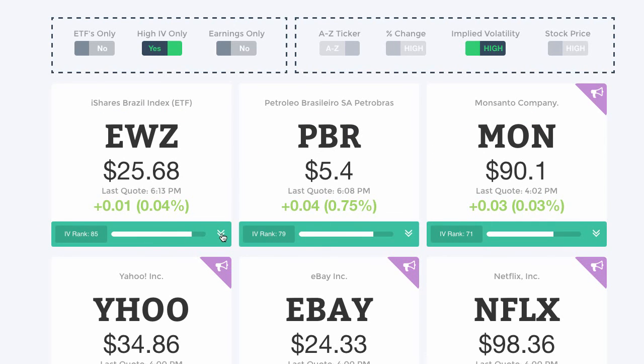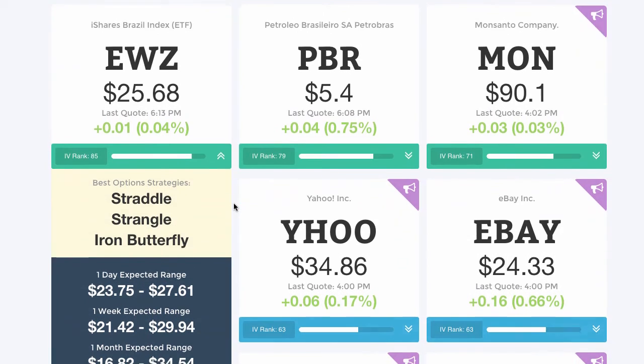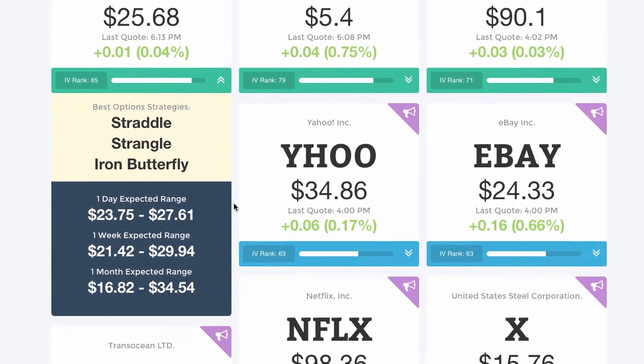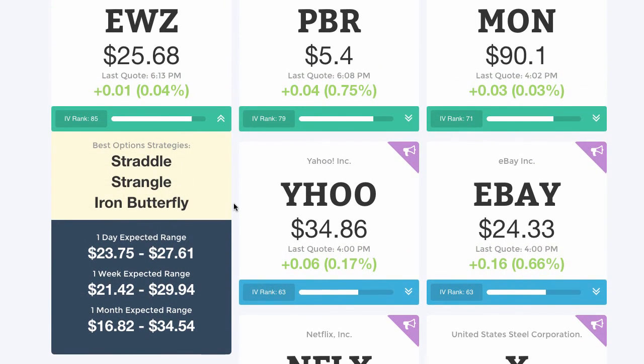Now, one of the things that we also pre-built in here is the ability to look for the best option strategies, or the best option strategies are suggested based on implied volatility. So you can see here for EWZ that based on this implied volatility being in the 85th rank, we can basically look to trade straddles, strangles, and iron butterflies, okay?